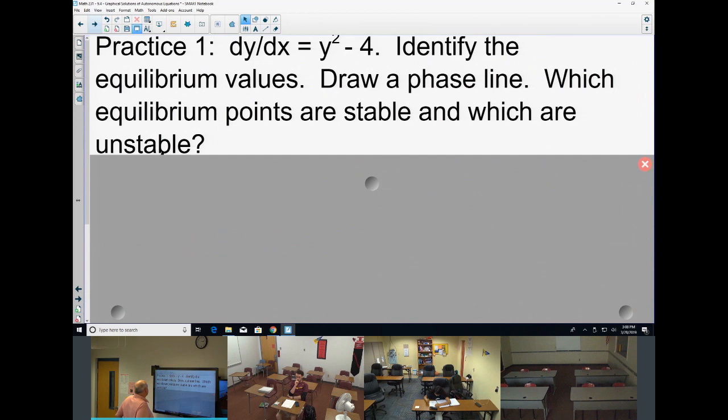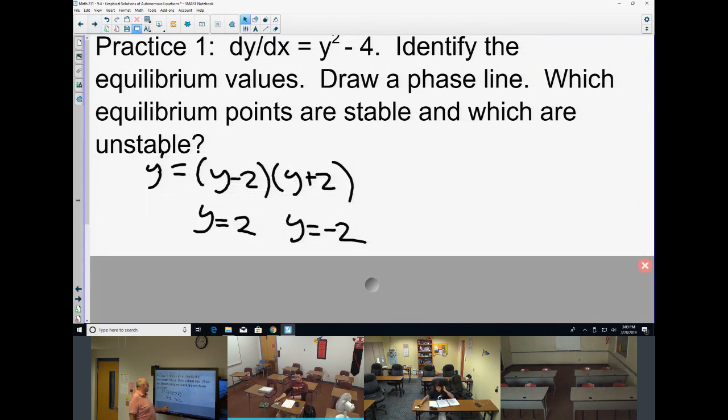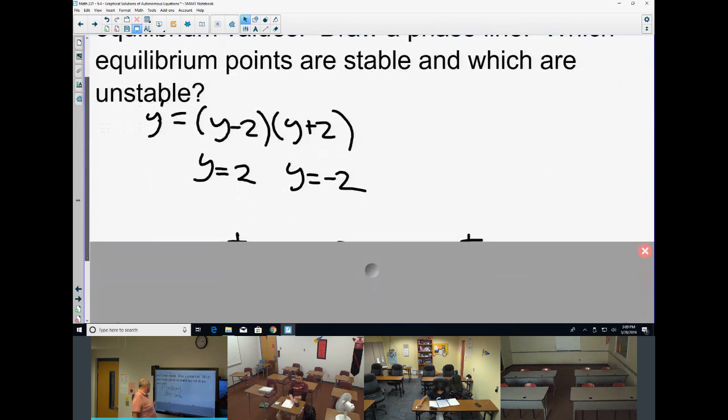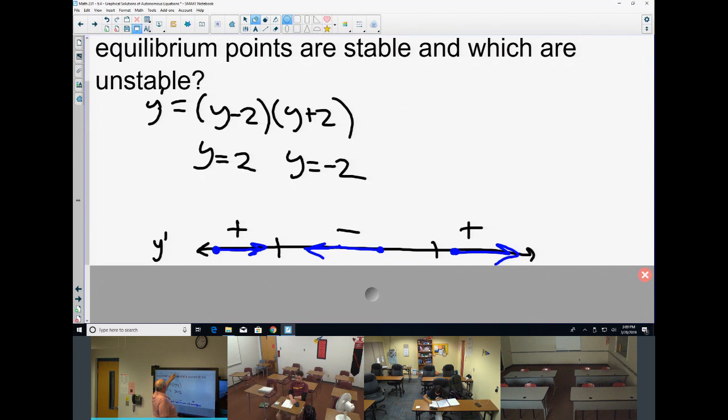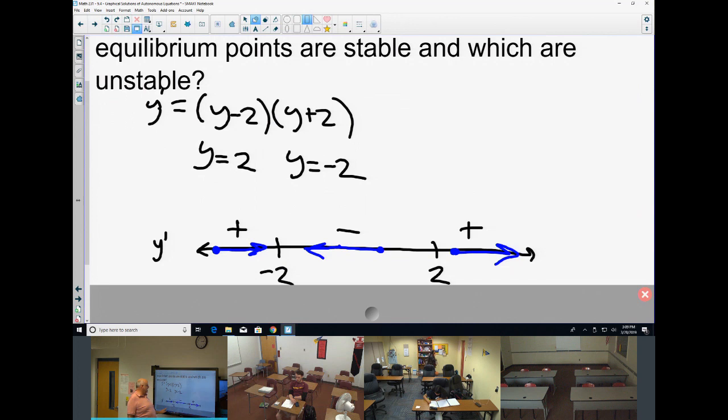All right, so Tobias, what are the equilibrium values? I got -2 and 2. -2 and 2. Okay. All right. So for the phase line, you graph the -2 and 2.